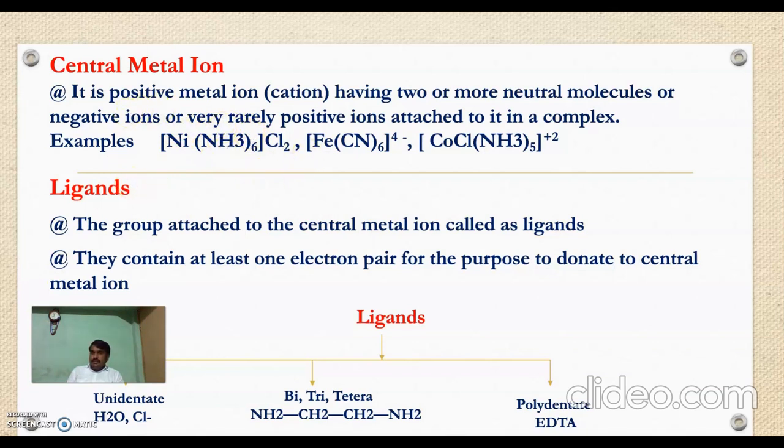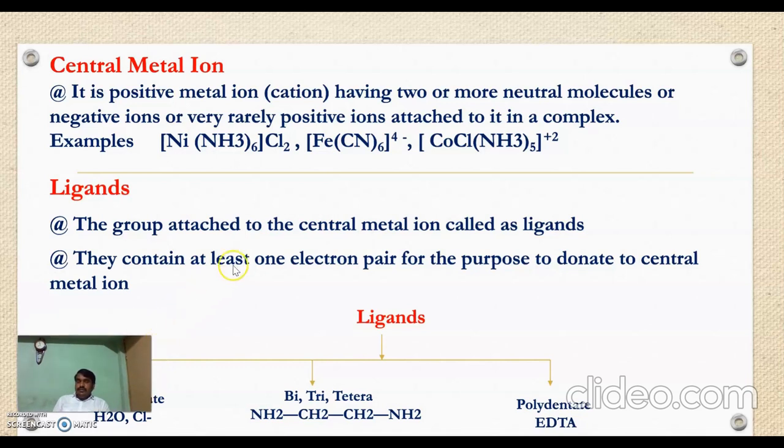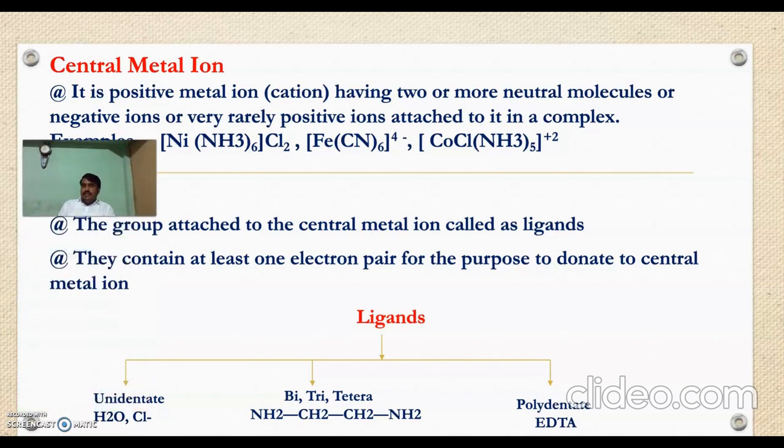So next definition is what is a ligand. The group directly attached to the central metal ion is called a ligand. They contain at least one electron pair for the purpose of donating to the central metal ion.